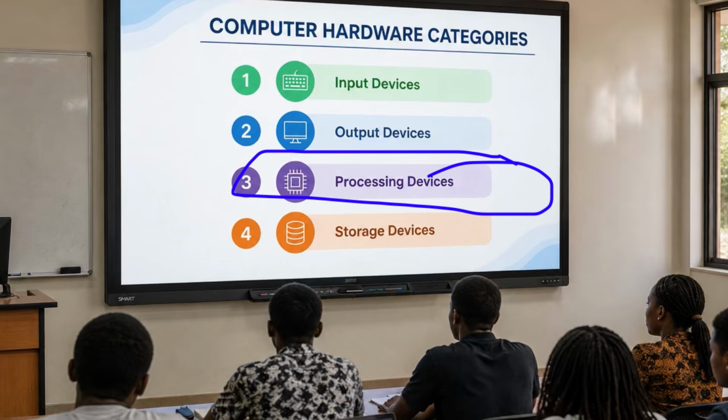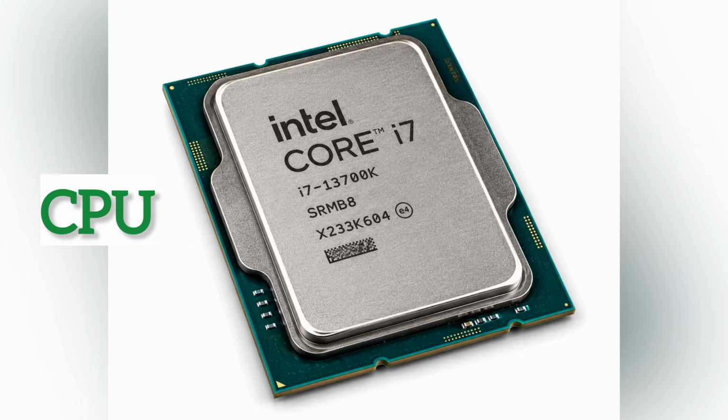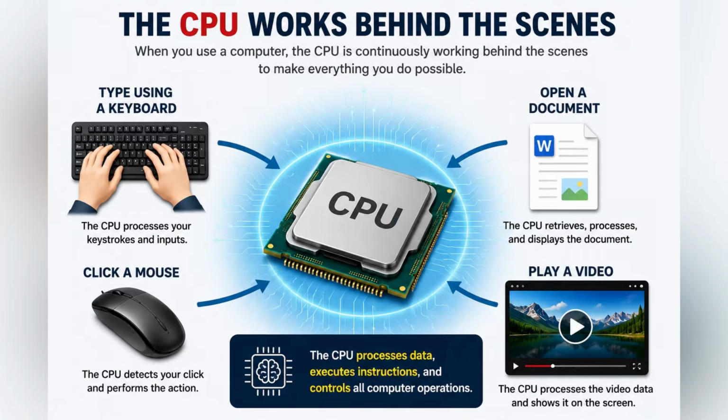Processing devices are responsible for processing data and instructions in a computer. The most important processing device is the central processing unit, CPU. The CPU is often called the brain of the computer because it processes data, executes instructions, and controls the overall operations of the computer. Think of it this way: when you type using a keyboard, click a mouse, open a document, or play a video, the CPU is working behind the scenes to make all those activities happen.